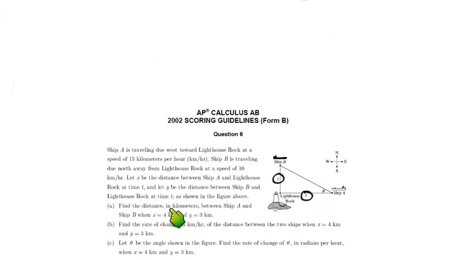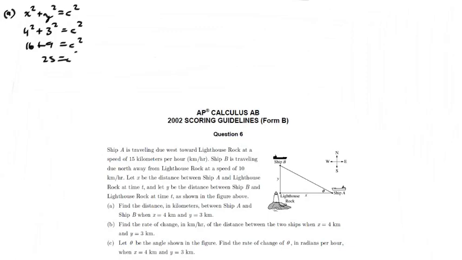All right, A. Find the distance in kilometers between ship A and ship B when x equals 4 and y equals 3. We got to find the distance between the two, and if this image isn't clue enough, then why are you sitting in here? So we need a squared plus b squared equals c squared, but I'm going to do x squared plus y squared equals c squared. And x at this time is 4, and y at this time is 3, and I'm trying to find c. So we got 16 plus 9 equals c squared, so 25 equals c squared, which means c equals, well, plus or minus 5, but minus 5 doesn't make sense when we're talking about distance. So this is our distance. Let's make sure we have our label, 5 kilometers. All right, so that's the answer to A.